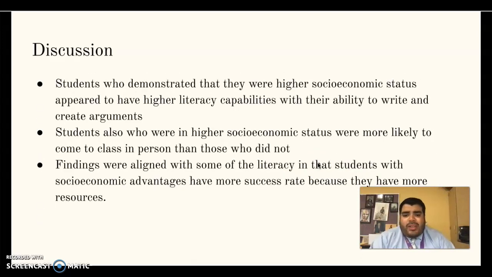Students who demonstrated that they were of higher socioeconomic status appear to have higher literacy capabilities and abilities to write and create arguments. When I was grading these papers, one of the things they had to argue for the DBQ was whether globalization was good or bad, and they had to explain why it was or was not. And of course, those students who had a higher economic status were able to write better arguments.